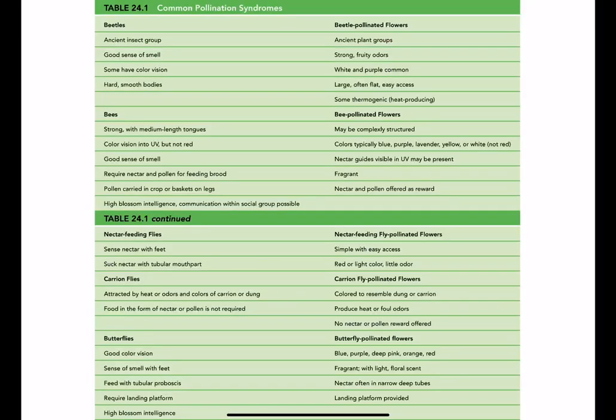You can pause and read this if you'd like. It turns out that there are different pollination syndromes. These are correlated sets of traits that are found in flowers that are pollinated by a specific type of pollinator, like beetles, for example, or bees. So, for example, bee-pollinated flowers tend to be blue or purple or lavender, while bees tend to be able to see blue and purple and lavender. And so there are definitely these strong correlations.